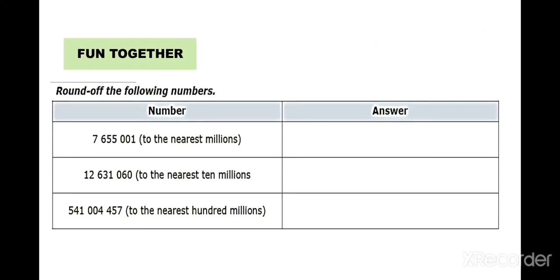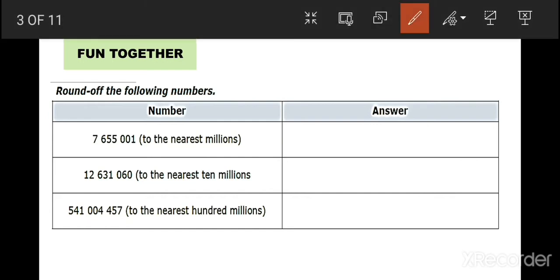This will serve as a review for last week's lesson. So round off the following numbers. All you have to do is write your answer on the right side of the table. Number 1 is 7,655,001. Round it to the nearest millions.